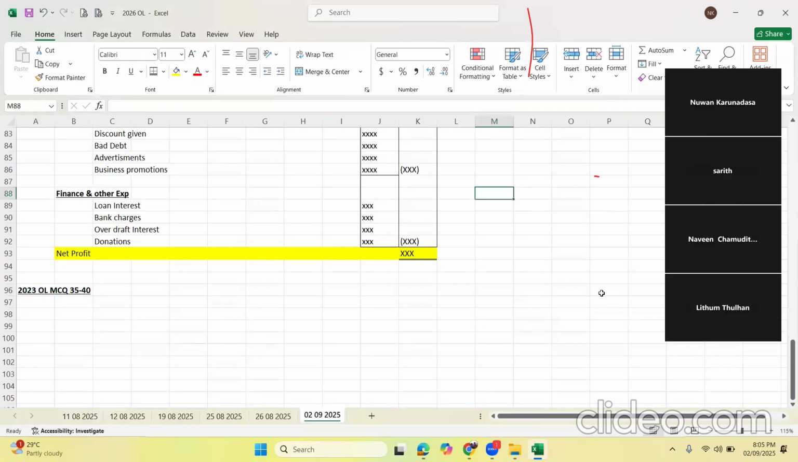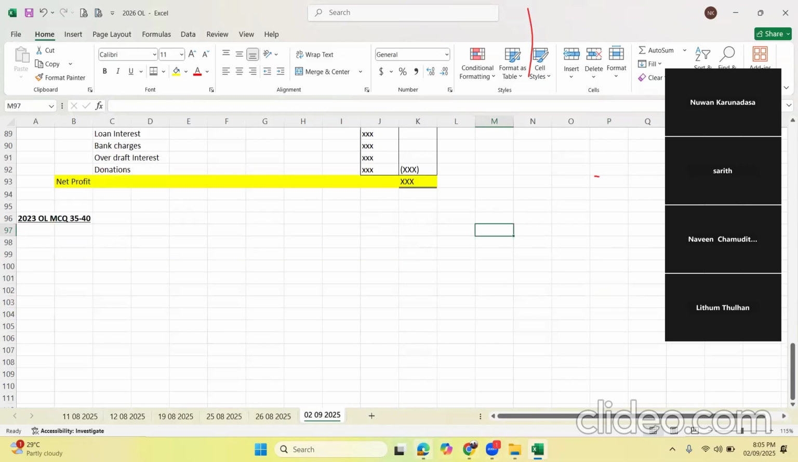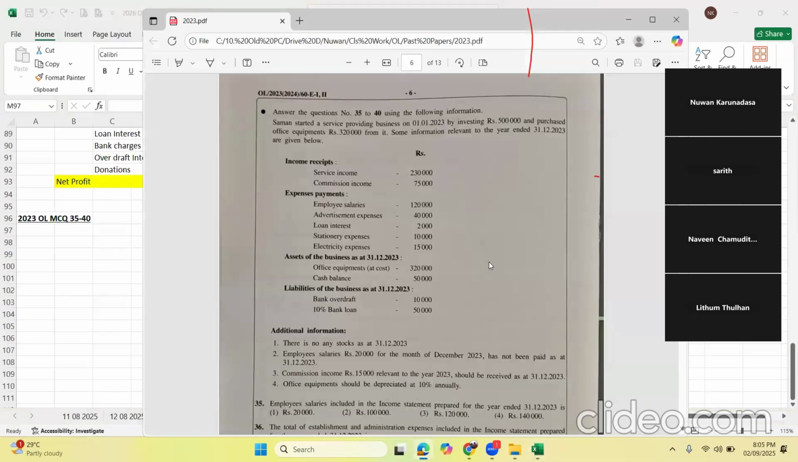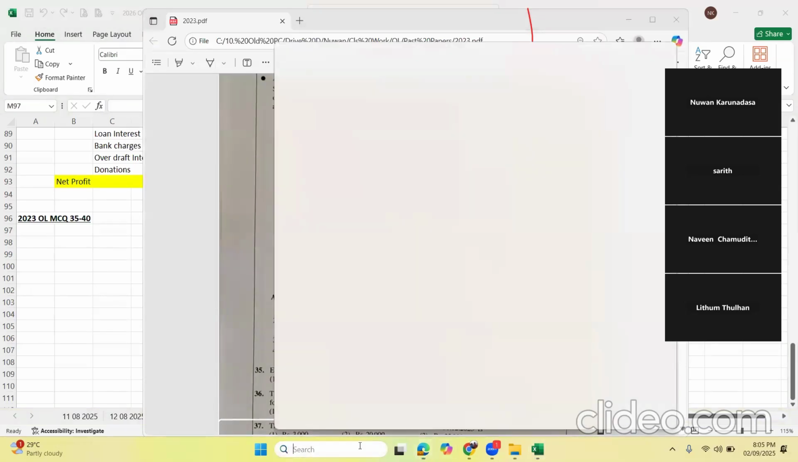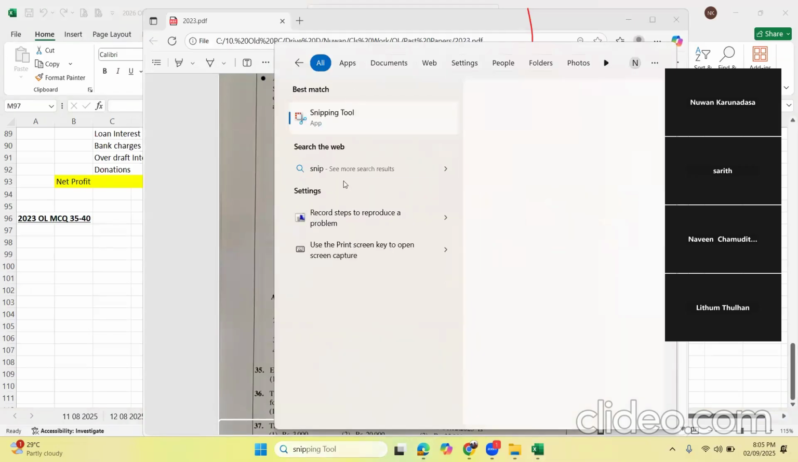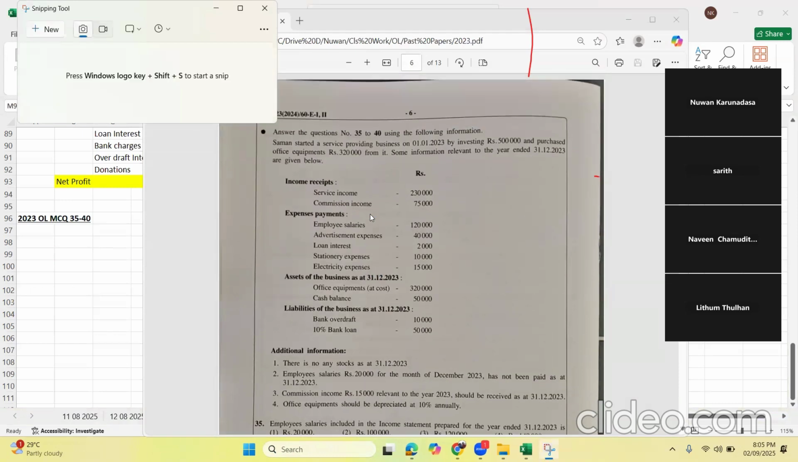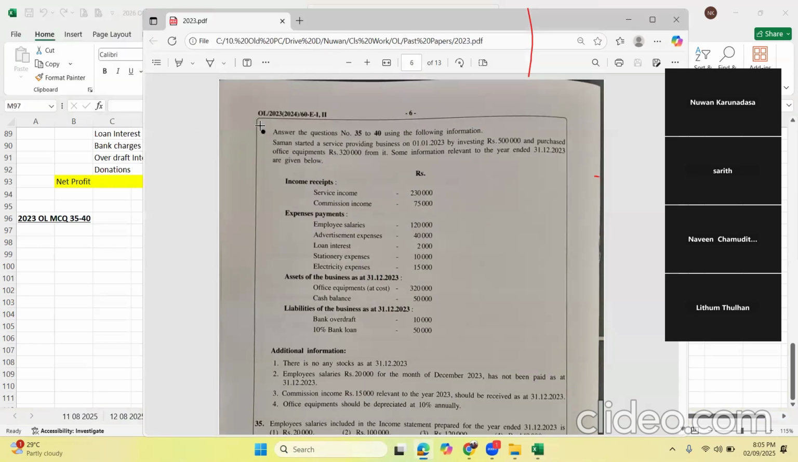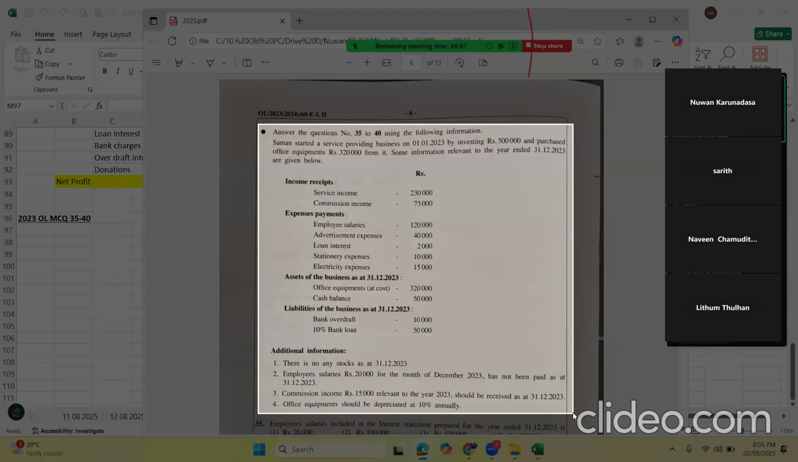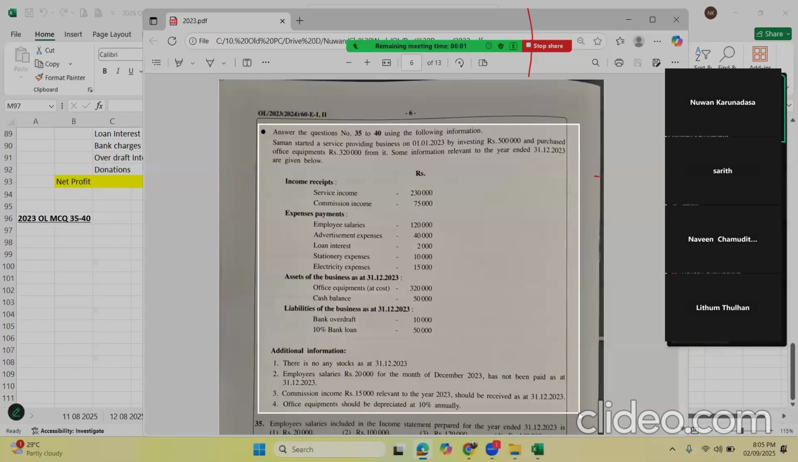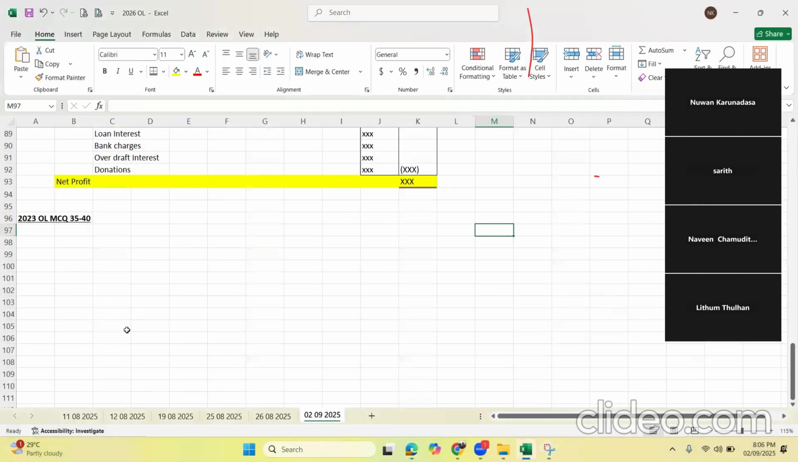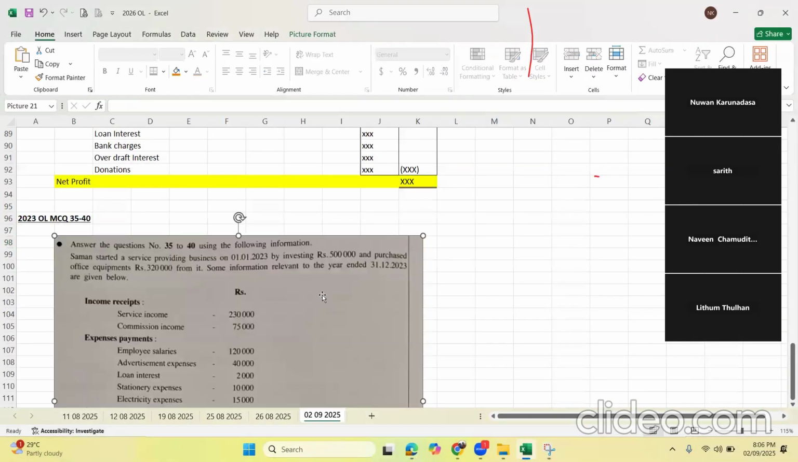Am I audible to you, students? Yes, sir. Very good. Is it understandable? Yes. Right. So definitely you must remember the formats. Without the format, you can't do the accounts. Right. We'll see this question. We'll practice a few questions, right? Then you can easily understand.